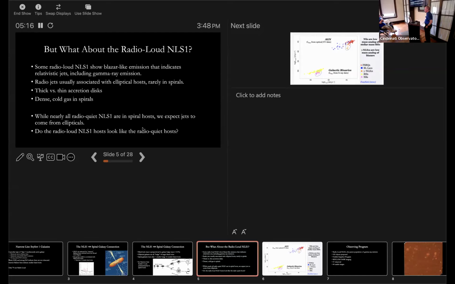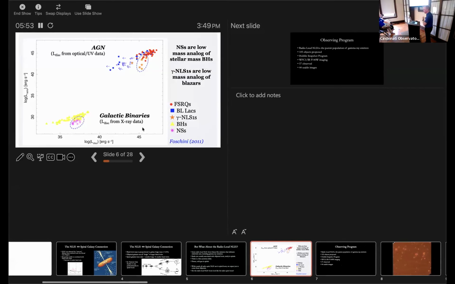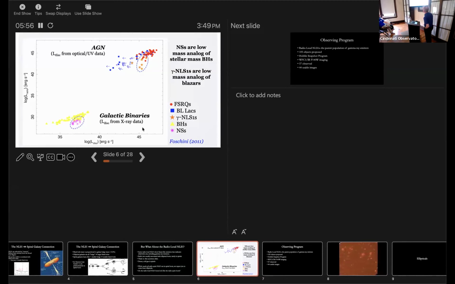So the thing is that these jets are usually associated with elliptical galaxies, rarely in spirals, although there are exceptions. They've got different formation, thick and thin accretion disks, which I won't go into. Cold gas in spirals can help quench the jets, even if they were produced to begin with. And there are, again, some exceptions to that. So while nearly all those narrow line Seyfert 1s that are radio quiet are in spirals, we expect the jets to be in elliptical hosts. But do these radio loud narrow line Seyfert 1s, do their host galaxies really look like what we've seen out of the radio quiets, the majority?